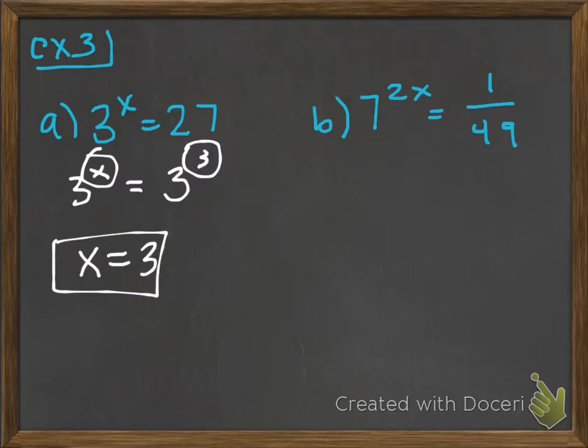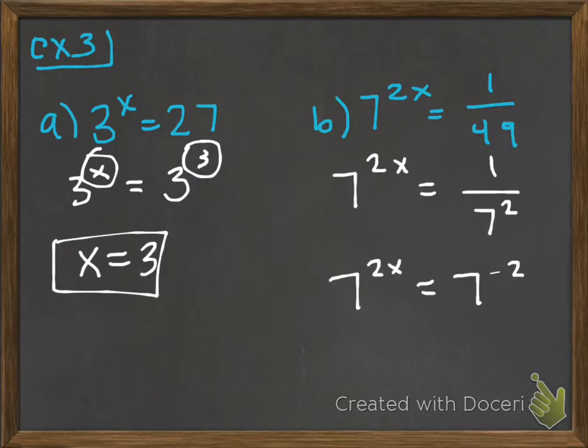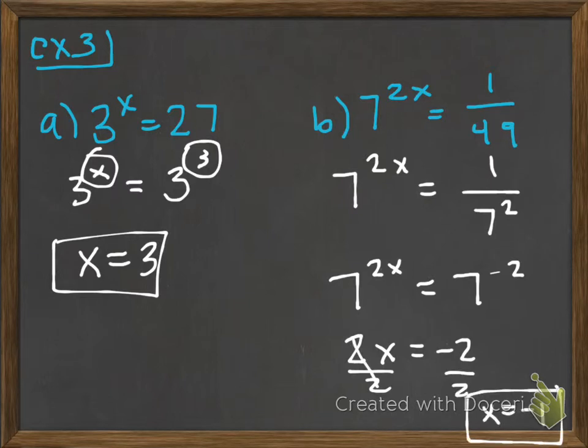Letter B, I have a 7 and a 49. The 49 is what needs to be rewritten. So I could say this is 1 over 7 squared. And if I want to move the 7 squared up from the bottom of the fraction, it becomes 7 to the negative second power. And now that I have the same base of 7 on both sides, I can set my exponents equal. So 2x equals negative 2, divide by 2, so x equals negative 1. So the goal is you got to get the same bases, then you can set the exponents equal.